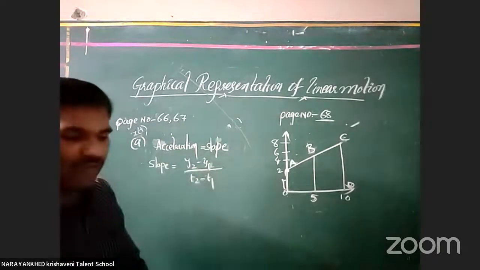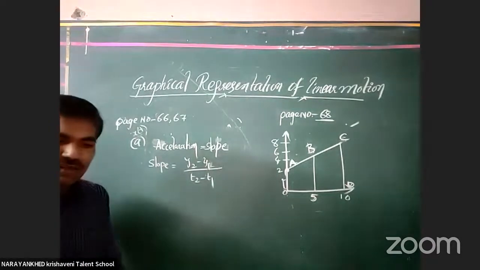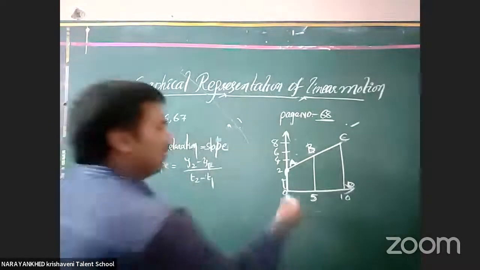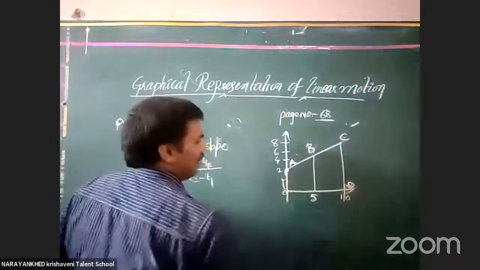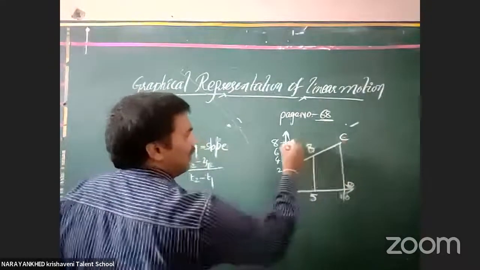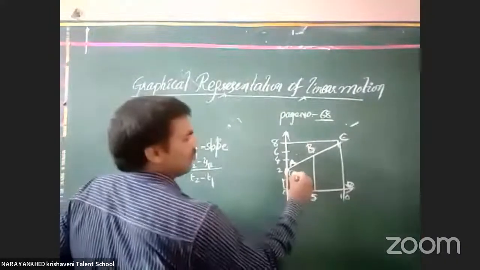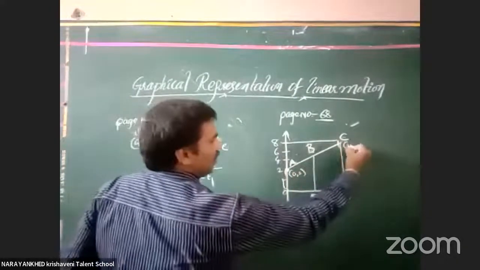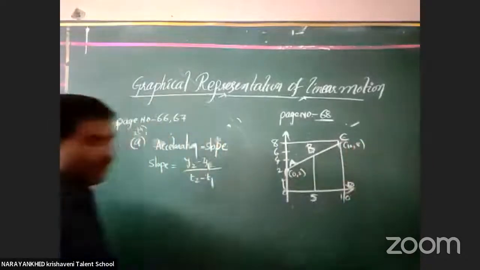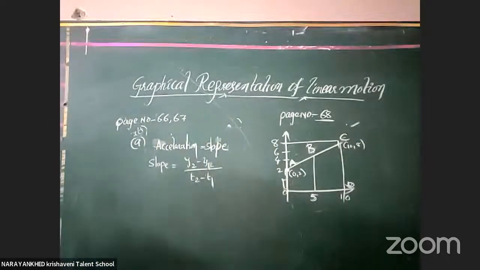Here, what they ask us is to find the acceleration of the particle. Totally, here it is 0 and it is 10, it is 2 and it is 8. Okay, clear or not? What are the coordinates here? 0, 2. What are the coordinates here? 10, 8. Understood, all of you students?